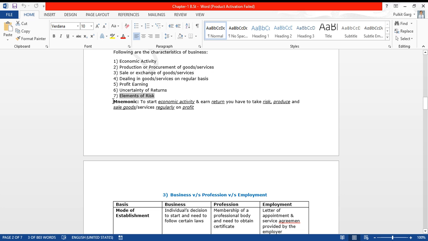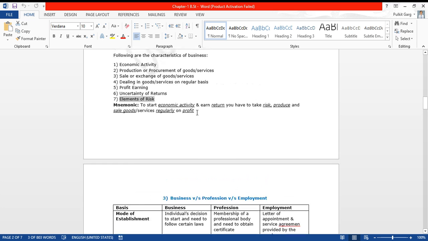Now, I have simplified it for you to remember the characteristics. It's a mnemonic: to start an economic activity and earn return, you have to take risk, and produce and sell goods or services regularly on profit. All the underlined words represent one of the characteristics of business. Just an easy way to remember it.